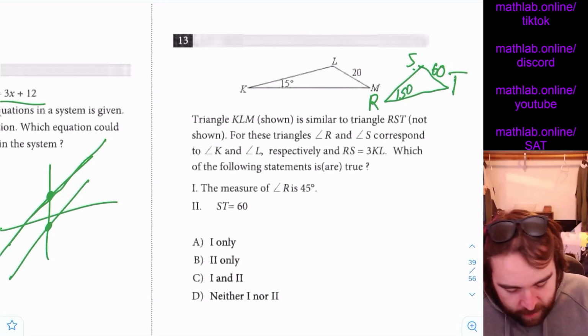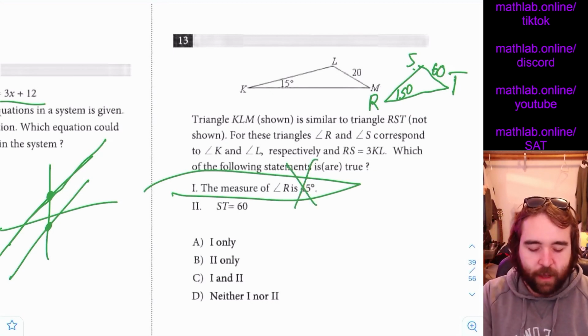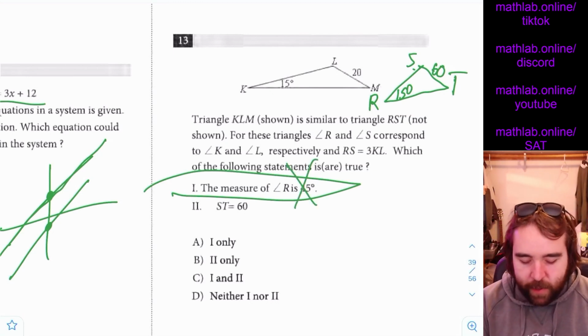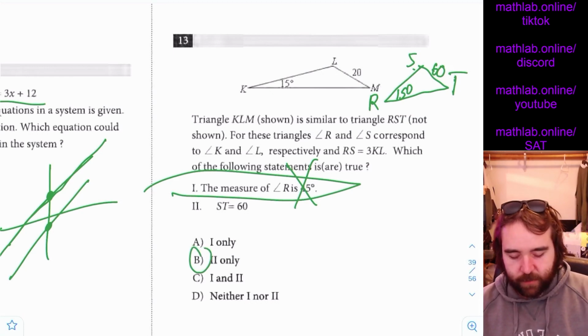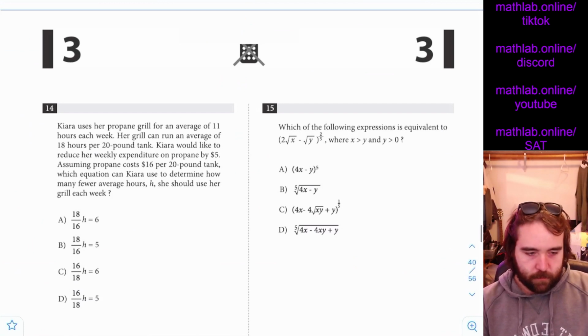Oh, and that's what they're getting at. They're saying, do you multiply the angles by 3 as well? And no, absolutely you do not. When you have similar triangles, the angles stay the same. So all that is true is number 2, that it's 60. Very much so. Okay. What is next?